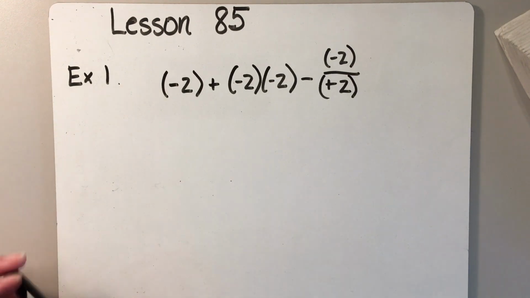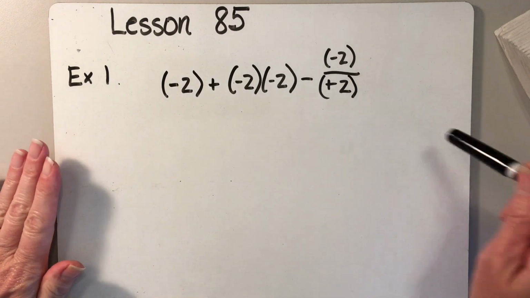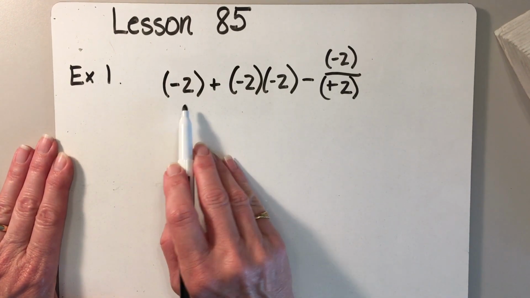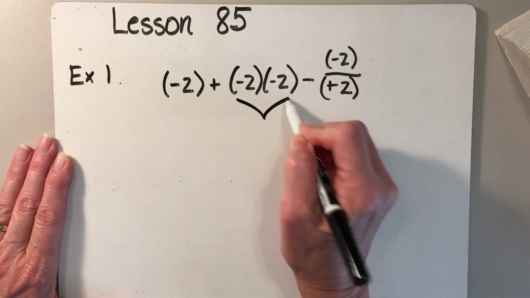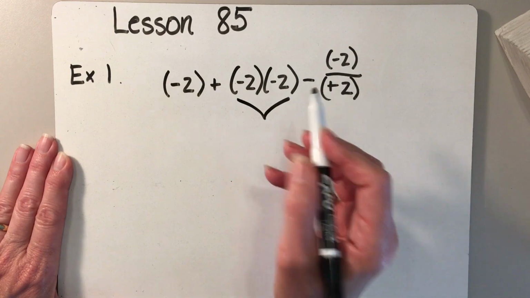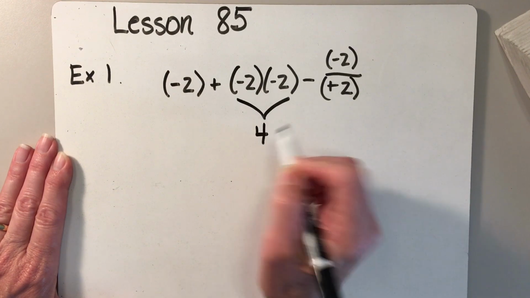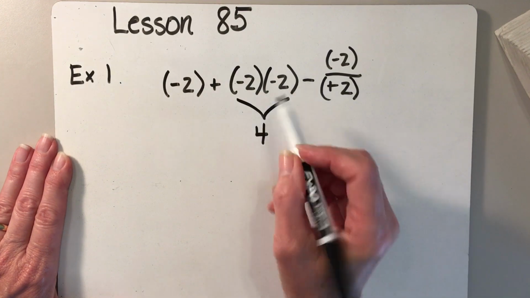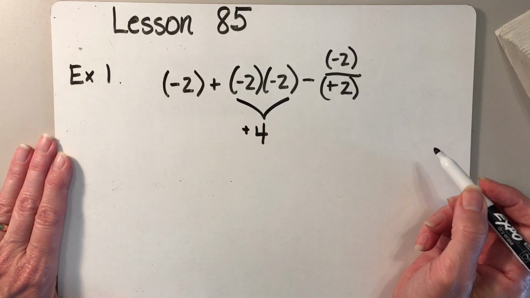So for this problem right here, we're just going to multiply and divide from left to right. We're just going to take it one step at a time. So there's really nothing to do right here, so we're going to go right to this part right here. So what is negative 2 times negative 2? Negative 2 times negative 2 is a positive 4. Remember, you just multiply like normal, and then when the signs are the same, the answer is positive. We'll go ahead and just put a plus right there.